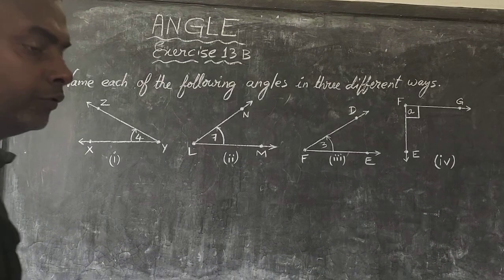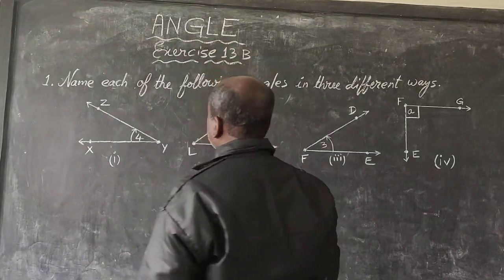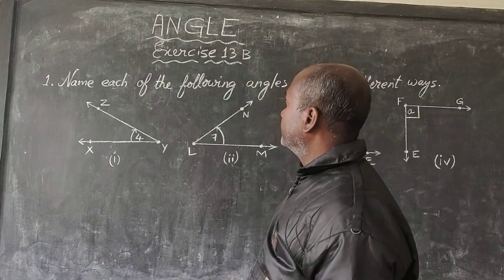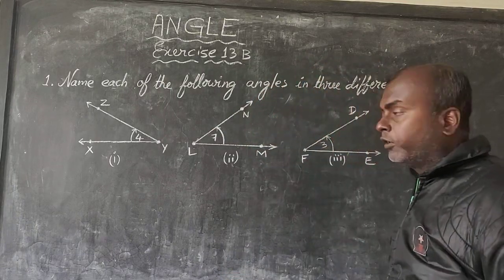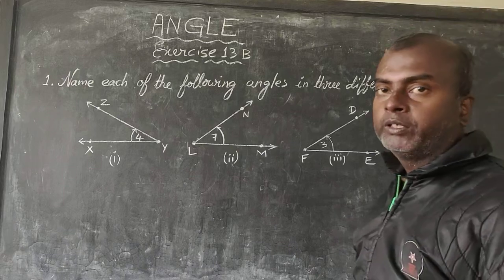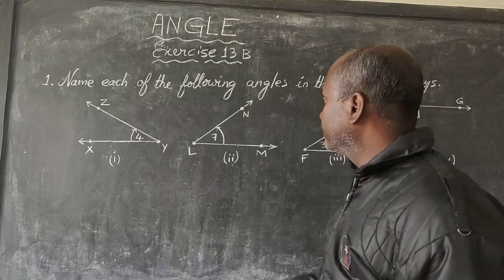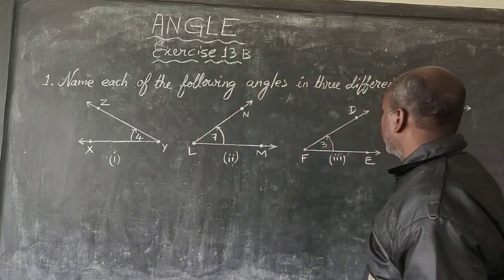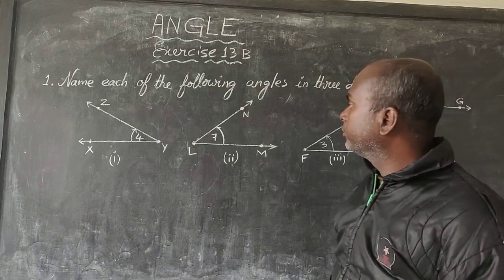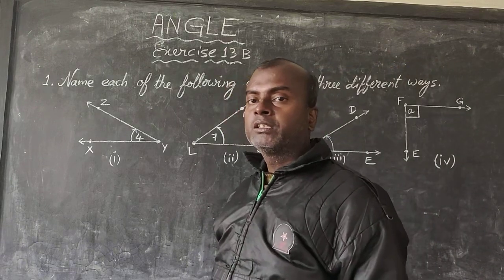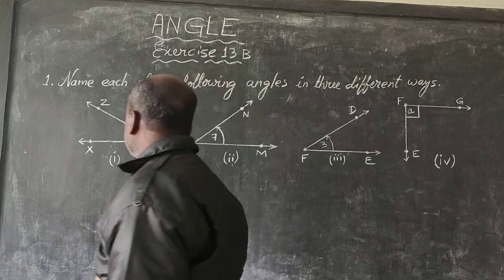Okay, this is the first question of exercise 13b. It says, name each of the following angles in 3 different ways. Okay, each angle, we have 1, 2, 3, 4 angles. All 4 angles we have to name in 3 different ways. Let's see how we can do that.